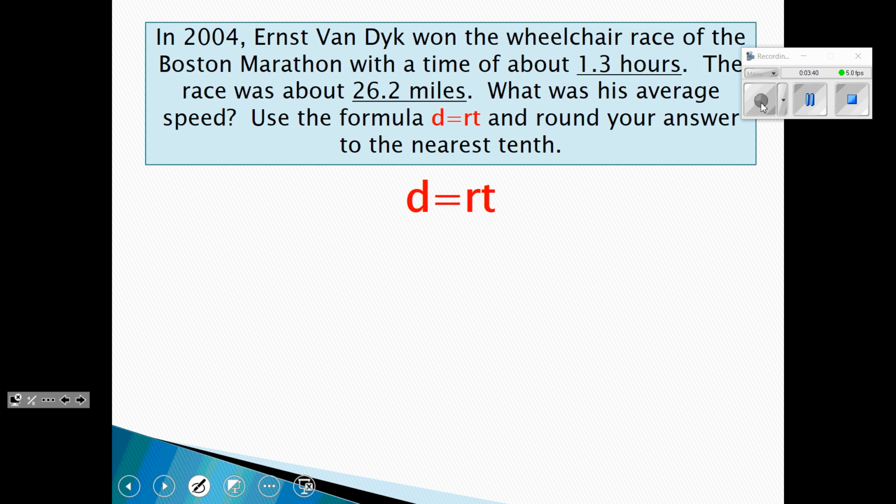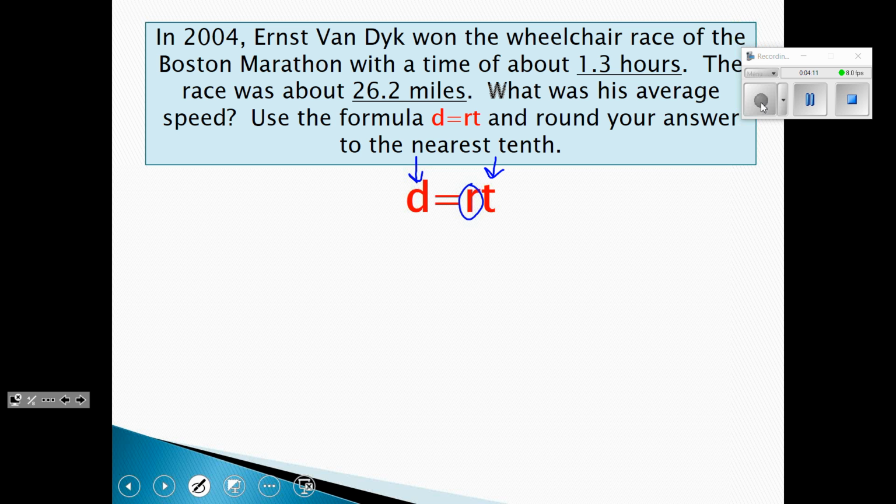In 2004, Ernst van Dyke won the wheelchair race of the Boston Marathon with a time of about 1 3/10 hours. The race was about 26 2/10 miles. What was his average speed? And we're going to use that formula, D equals RT. Distance equals rate times time. When we're looking for his speed, we're actually looking for the rate. But we can plug in numbers for the distance and the time.